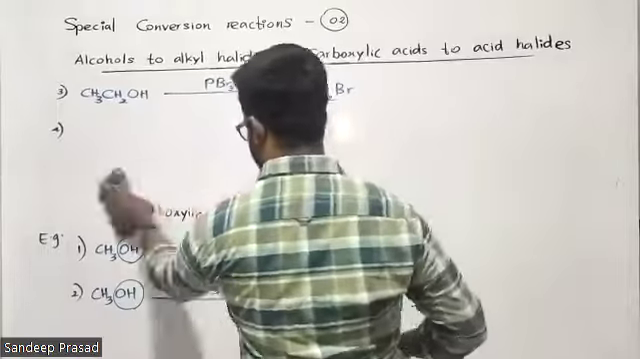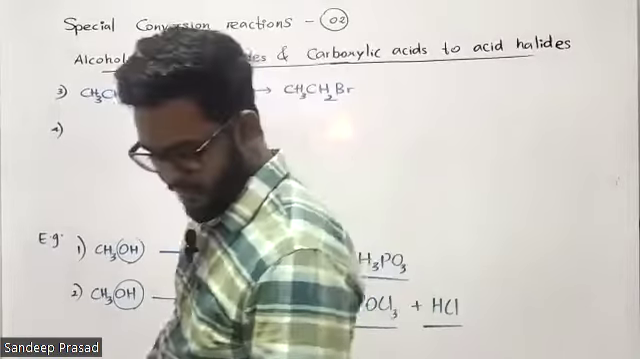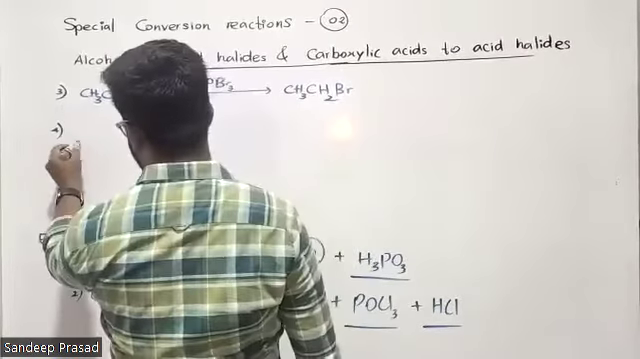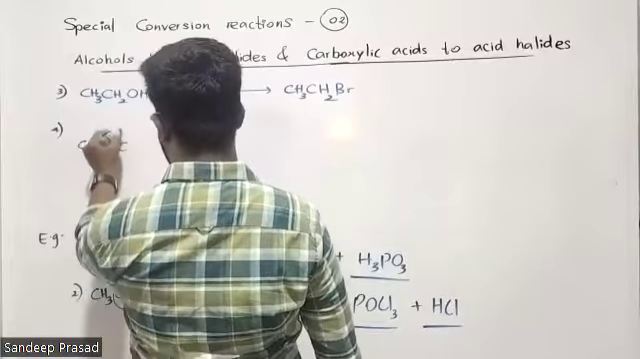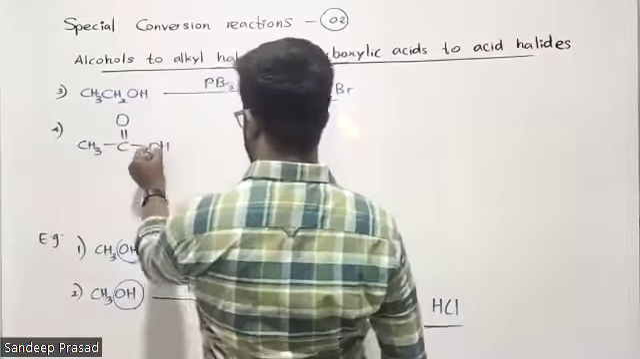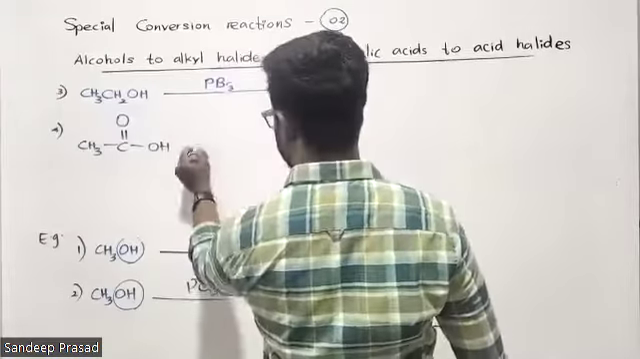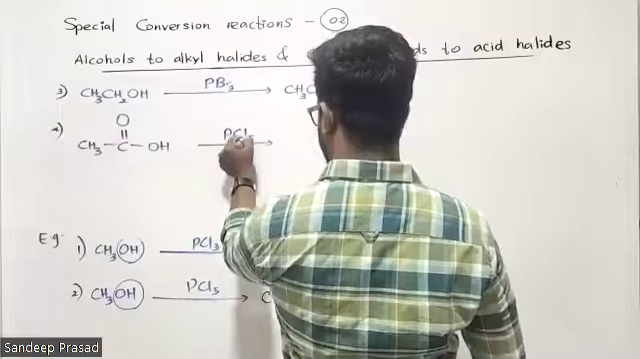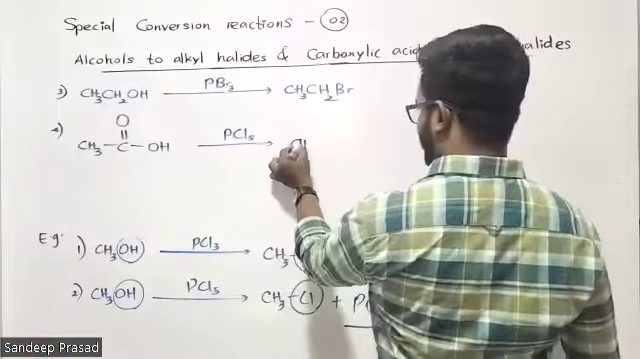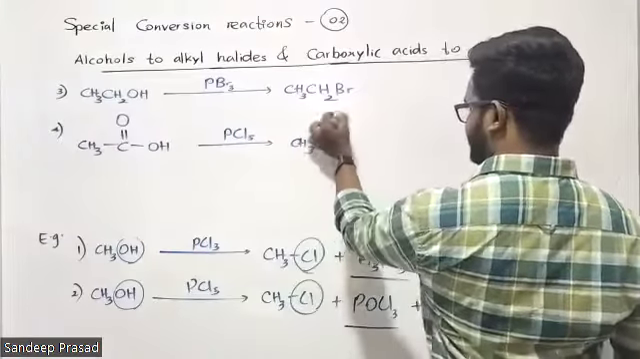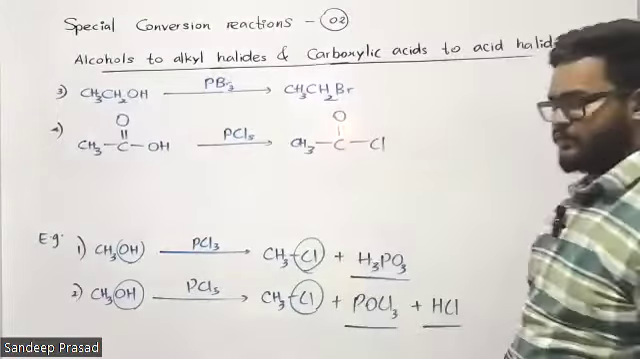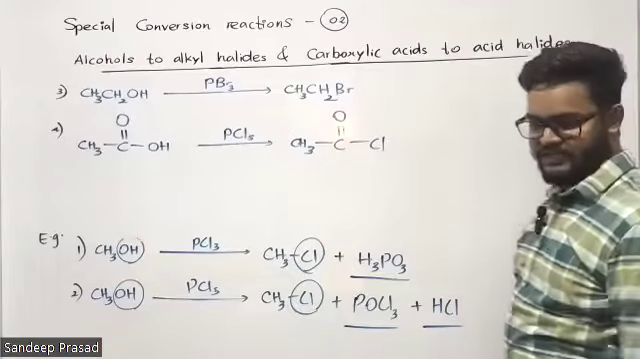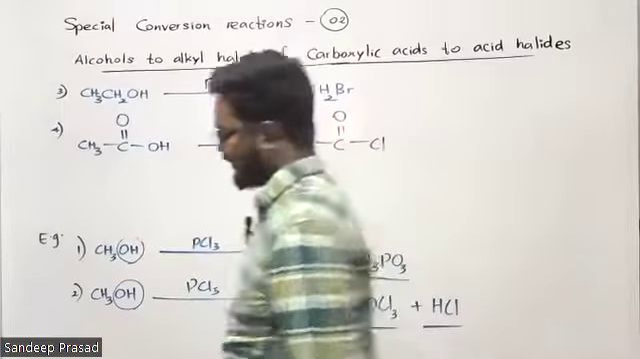Number 4, quickly. We have a carboxylic acid like CH3COOH. So we are adding PCl5. What will happen? When we add PCl5, this OH group can be converted into Cl. For acetic acid, when we add PCl5, it is converted into acetyl chloride.